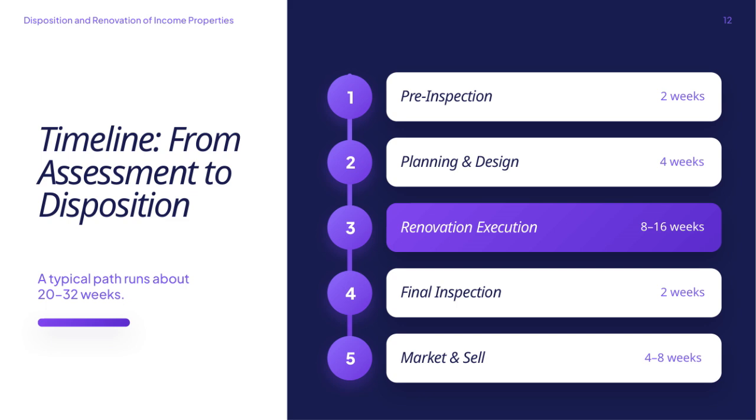After renovations, a final inspection is conducted over 2 weeks to ensure everything meets standards. Finally, the market and sell phase lasts between 4 and 8 weeks, concluding with the disposition of the property. This structured approach helps manage time effectively and ensures a smooth transition through each critical stage.